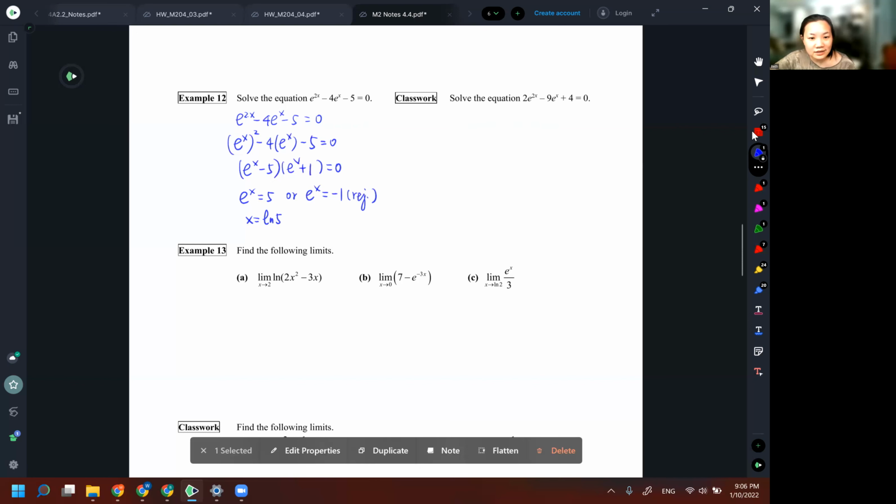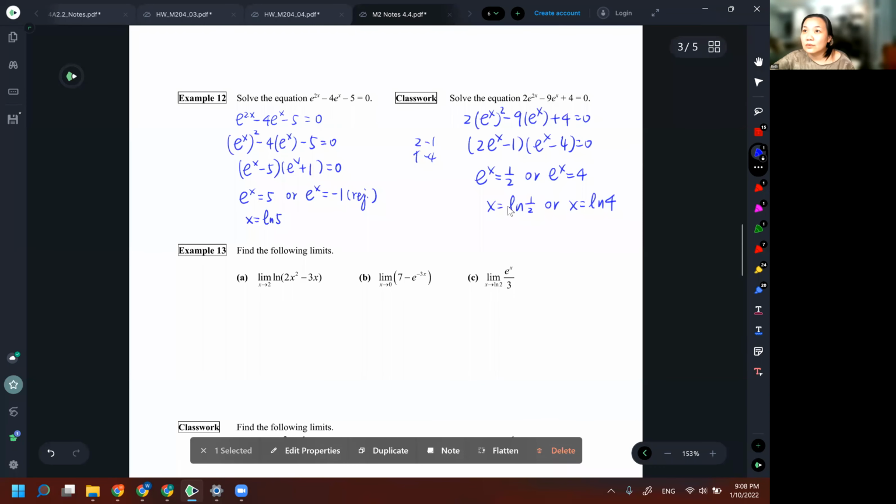Okay, Charmaine, can you tell us your answer? I got log e 4 or log e 1/2. Yes. Now, girls, when you express your answer, you cannot write a decimal in M2. This answer is simple enough. Log 1/2 as your answer. Log 4 as your answer. Okay, don't write a decimal.